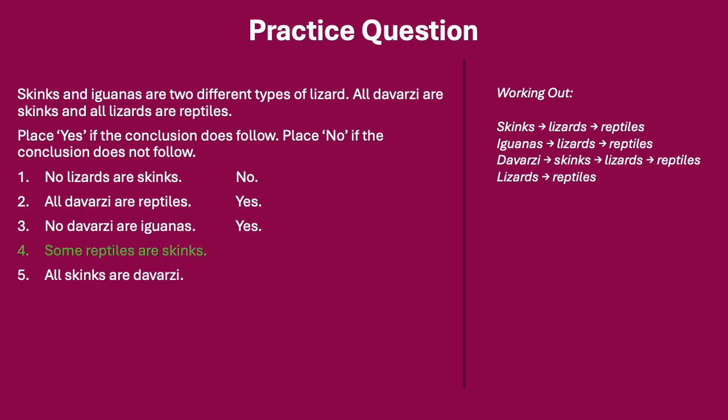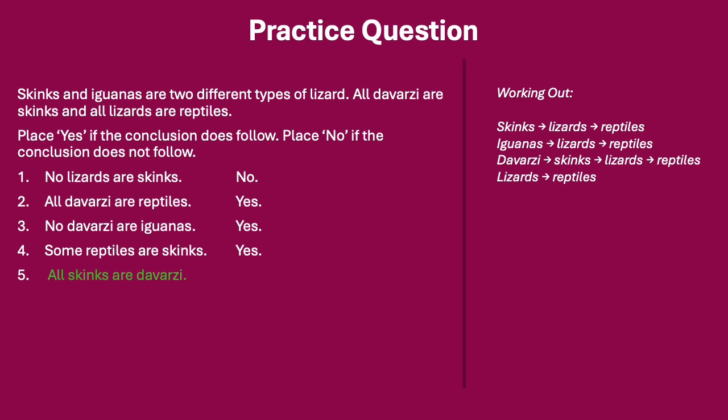The fourth conclusion says that some reptiles are skinks. So once again, using that first line of working out, we can see that going forward along the arrow, all skinks are lizards and all lizards are reptiles. And then going back along the arrow, we can say some reptiles are lizards and some lizards are skinks. So indirectly, yes, we can say that some reptiles are skinks as well. So that does follow.